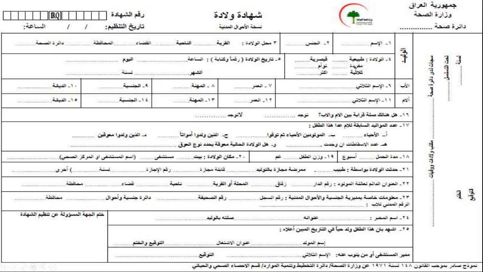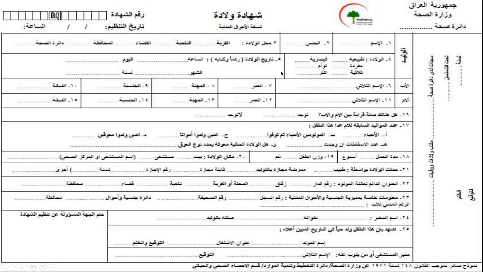So was it a natural birth or was it a cesarean birth? Which of the two? All right. Afterwards, was it mufrad, single? Was it tawam, twins? Was it thulathia, triplets in English? Akthar, or more in English?